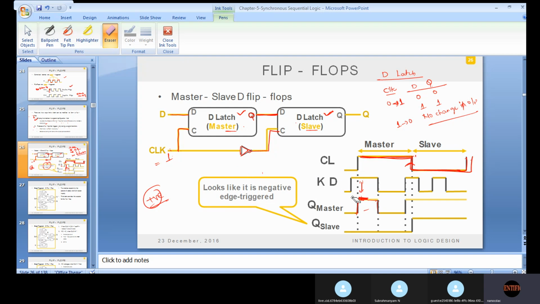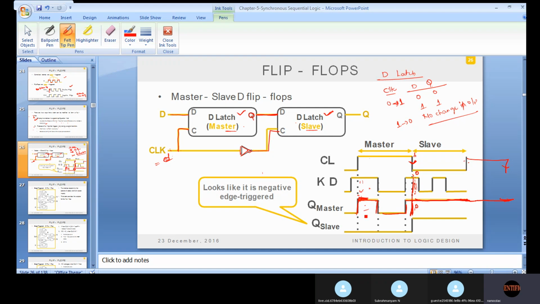Let us see if it is negative edge triggered. If it is negative edge triggered, during the negative edge of the clock, what is happening? At the 1 to 0 transition only, Q master is equal to D. At the 1 to 0 transition, Q master is taking the value of D. So it is holding the value till another negative edge comes. It will hold the value.